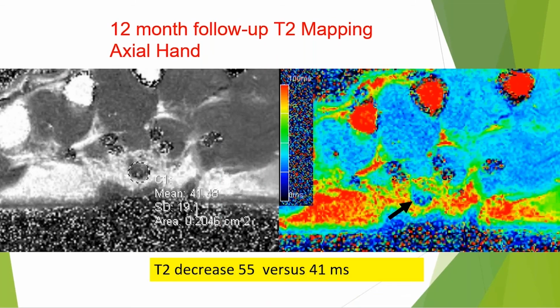Here shows the follow-up T2 mapping that we did. And on the left, you see the lesion. And on the right, you see how it's now cold, or blue. And you see there the T2 decrease from 55 to 41 milliseconds.